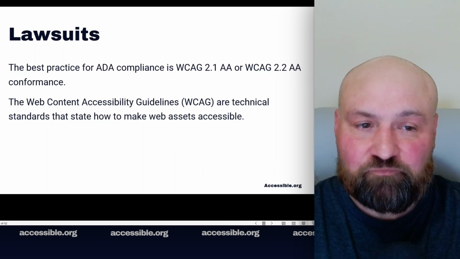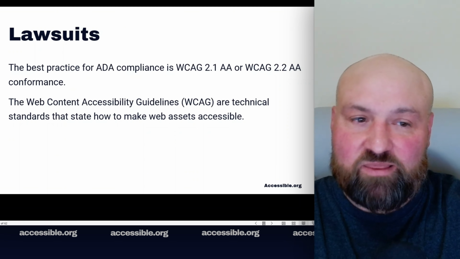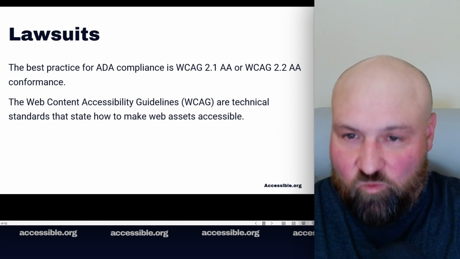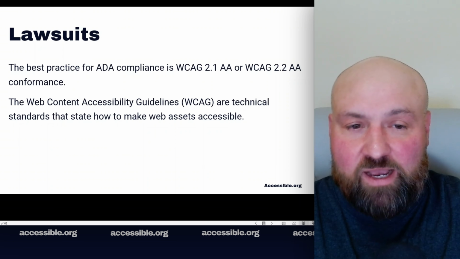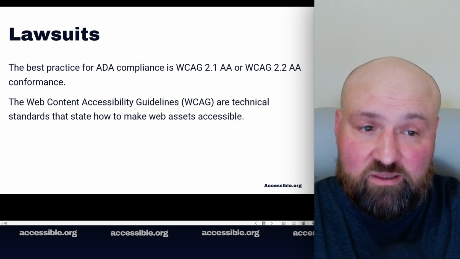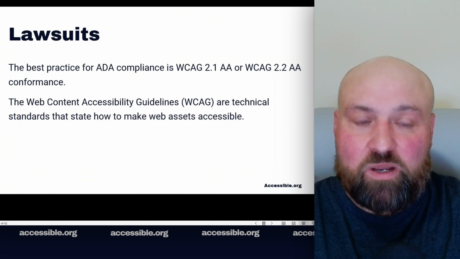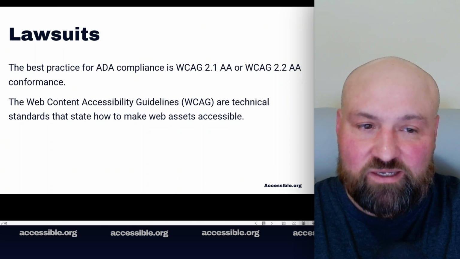But keep in mind here, the Web Content Accessibility Guidelines are just technical standards. They're not the absolute legal standard. When clients come to us, they usually go with 2.1 AA or 2.2 AA, and there can be some strategy behind that decision. But the point here is you want to be conformant with at least WCAG 2.1 AA. The Web Content Accessibility Guidelines, or WCAG, are technical standards that state how to make websites accessible.